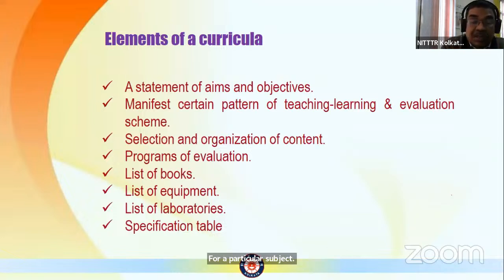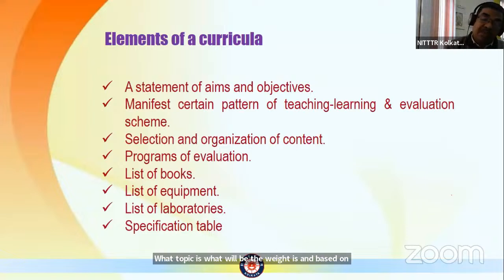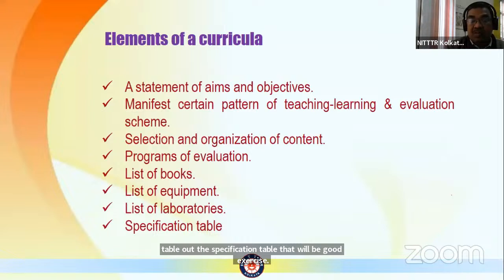For a particular subject topic, you have to mention the topic and its weightage in terms of knowledge, comprehension, and application. Topic wise, you decide the weightage, and based on that weightage, you select the questions. This is called the specification table. If you can develop a specification table for all subjects, that will be a good exercise and good information for the question setter.